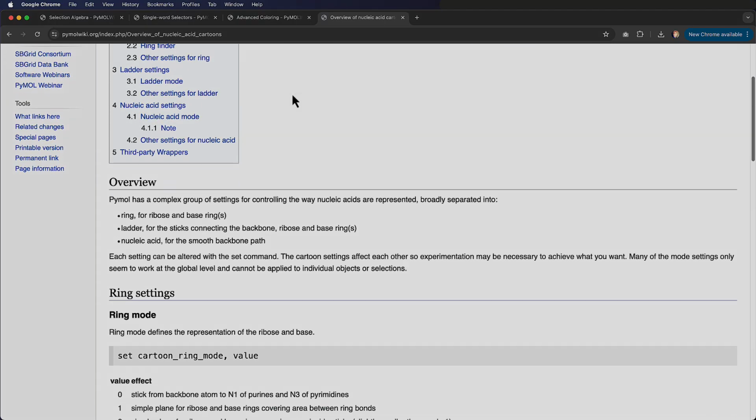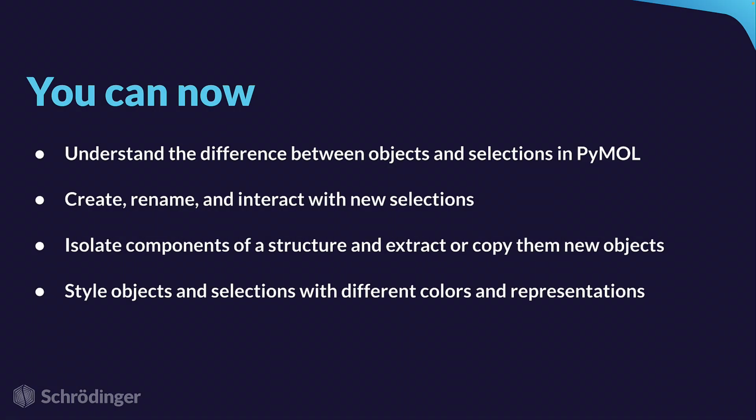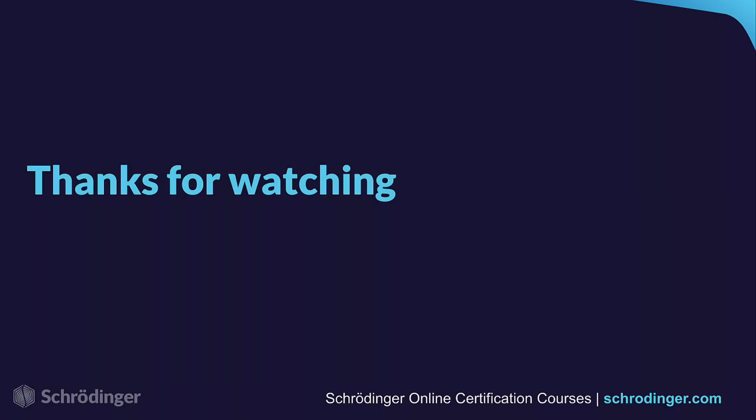That brings us to the end of this tutorial. You can now understand the difference between objects and selections in PyMol, create, rename and interact with new selections, isolate components of a structure and extract or copy them to new objects, and style objects and selections with different colours and representations. Thanks for watching.